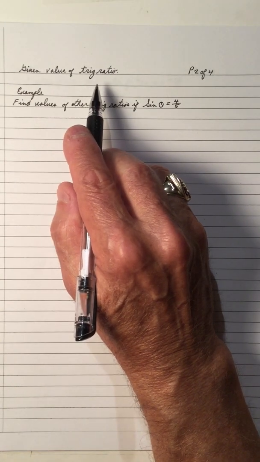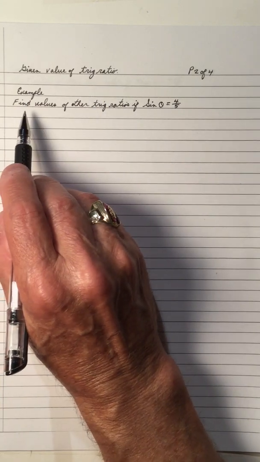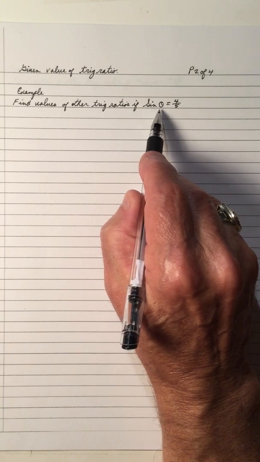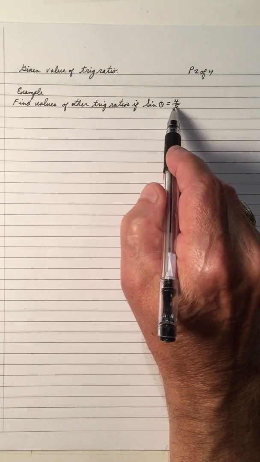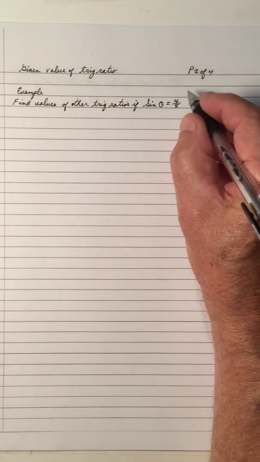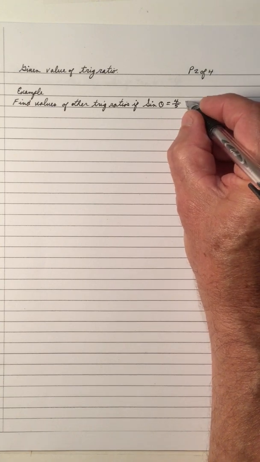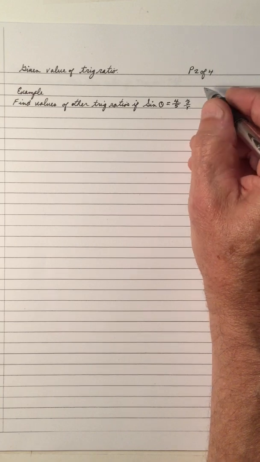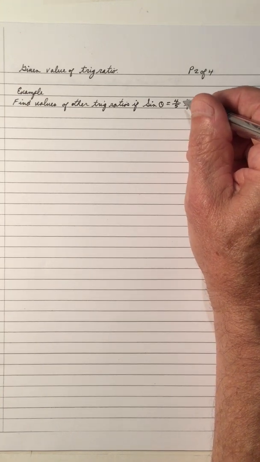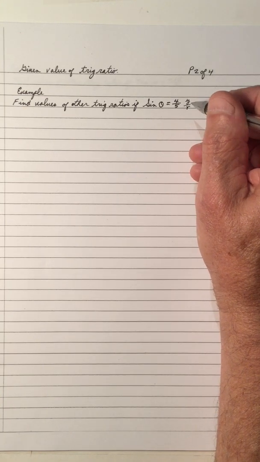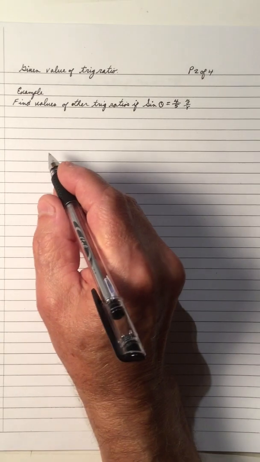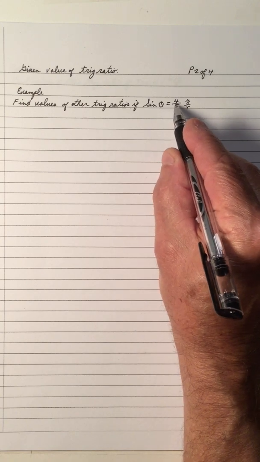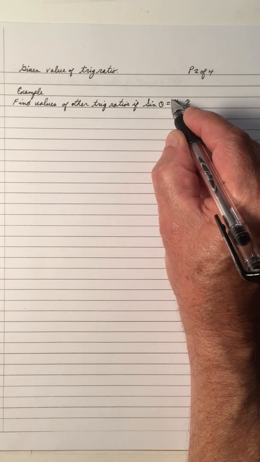Given the value of a trig ratio, let's do an example. Find the values of the other trig ratios if sine theta is 4 over 5. Well, first of all, sine is the y over the r on a circle, which comes from the opposite over the hypotenuse. And as a result, notice the sine is 4/5 and the 4/5 is positive.